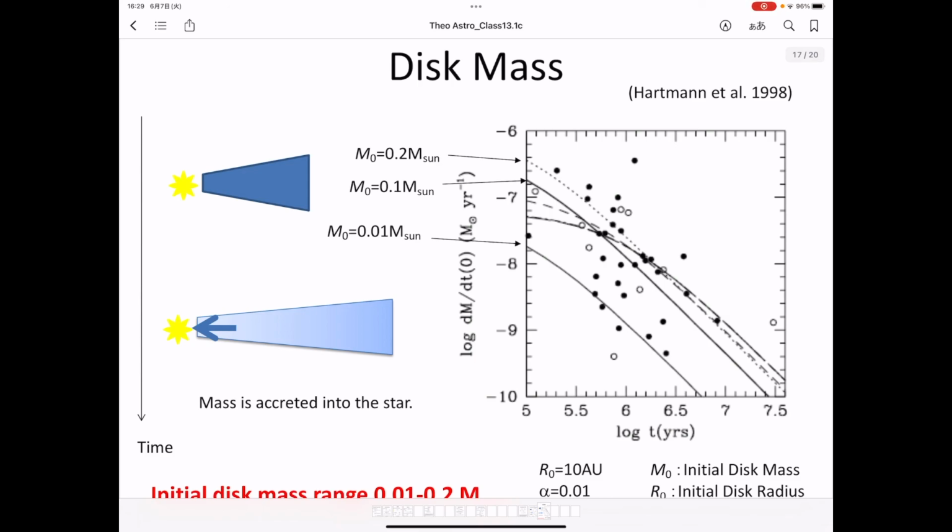In this lecture, I explained the accretion disk and the basic equation for the evolution of an accretion disk. By transferring angular momentum outward, the majority of the mass migrates toward the central star, and the disk loses surface density. So we can explain the observational results if we use α equals 0.01 and the initial mass of the disk is in the range of 0.01 to 0.2 solar mass. Okay, this is the end of this lecture.